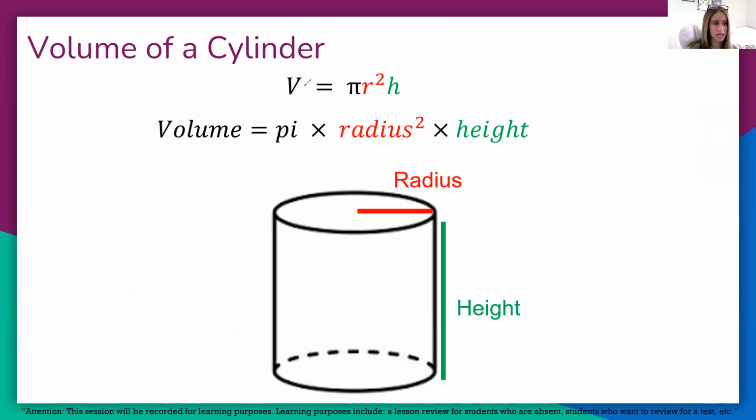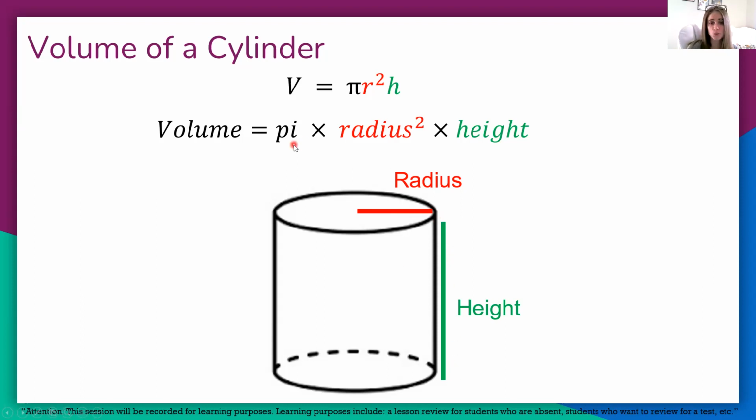And if we look at our diagram here, we can see the radius. Remember with a circle, the radius is from the center to the edge. And then do you remember what it's called if we go from one edge to the other? Hopefully you said diameter. So diameter is all the way across a circle. Radius is halfway across. So we need the radius in this case. And then that is multiplied by height.